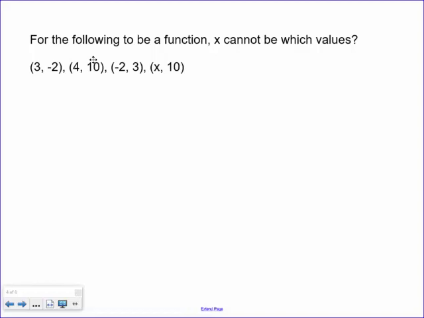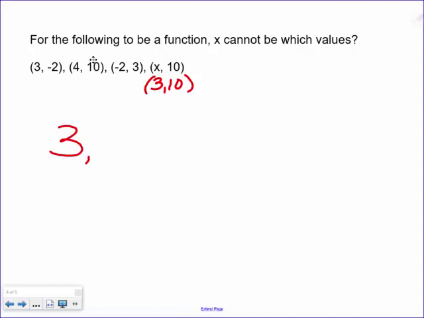Okay, so if my x were a 3, that point would look like that, right? Would that make it a function? No. So can x be 3? No. So we would list that as a value that x cannot be. List that because the question says x cannot be which value? So 3 cannot be x.